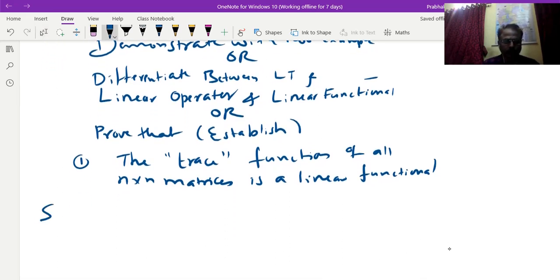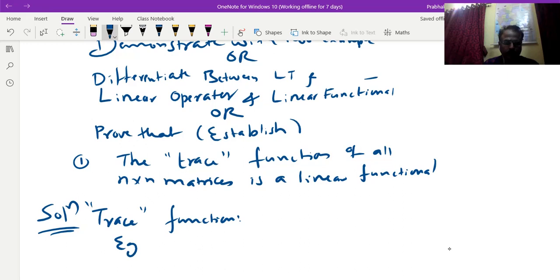The solution part. First of all, we shall understand what is meant by trace function. I'll illustrate this with an example. If A equals something like 1, 2, 3, 4, 5, 6, it should be a square matrix n cross n. I am taking 3 cross 3.